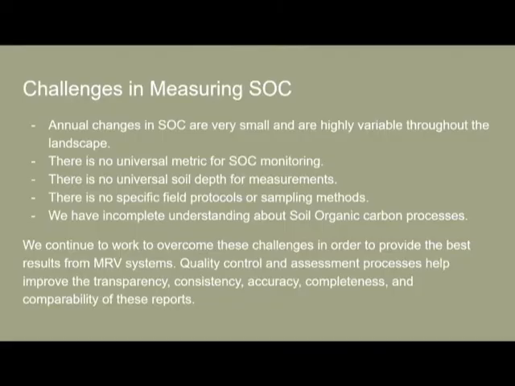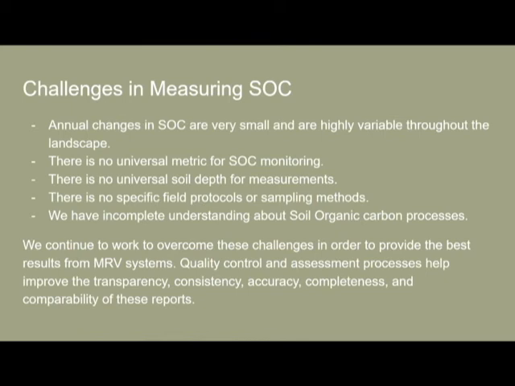One challenge in measuring soil organic carbon is that annual changes are very small and highly variable throughout the landscape. This means that it's difficult to get accurate readings in a landscape as generalizations must be made. Unbalanced landscapes also mean that there are systematic differences between different sources of environmental measures. Another challenge is that there's no universal metric for soil organic carbon monitoring. This makes it hard to report on findings as different countries use different methodologies.